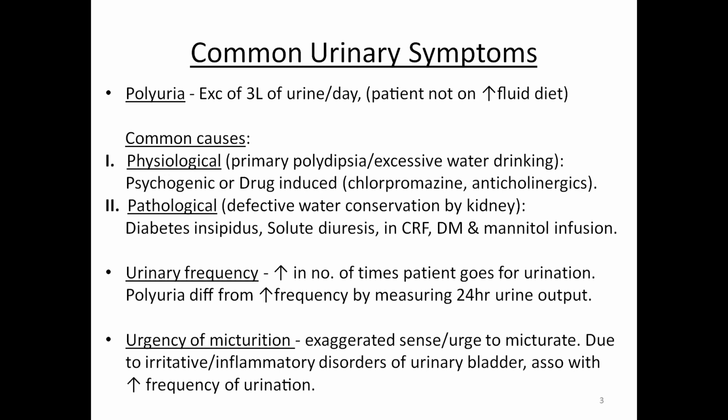So one term we learned was polyuria. Another important term is urinary frequency. That is an increase in the number of times a patient goes for urination. Polyuria is different from increased frequency, because in polyuria we measure the urine output for 24 hours, but urinary frequency is simply how often the patient goes for urination.